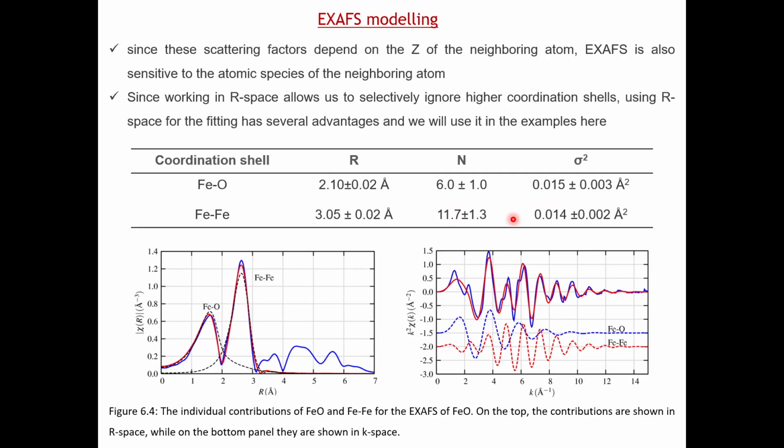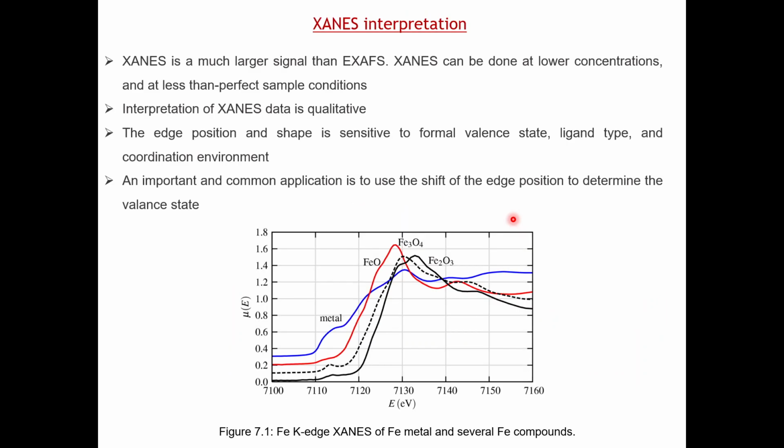This one I already told about, the XAS part. Now from the XANES part, we can qualitatively interpret data. Since XANES is a much larger signal than XAS, XANES can be done at lower concentration and at less than perfect sample condition. And interpretation of XANES data is qualitative in nature.